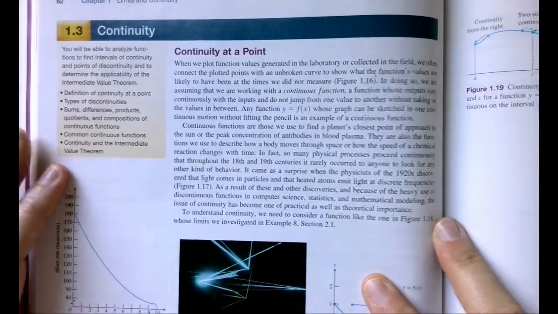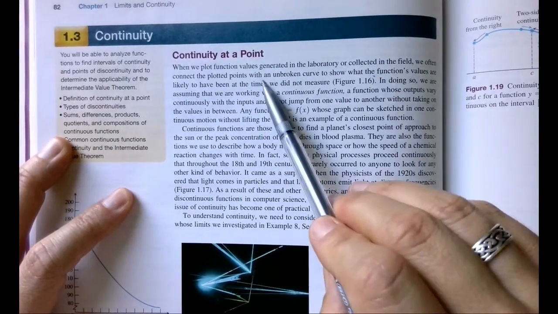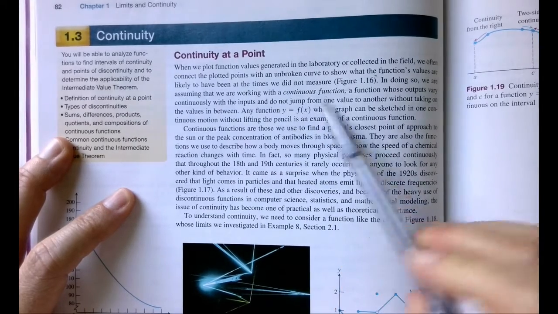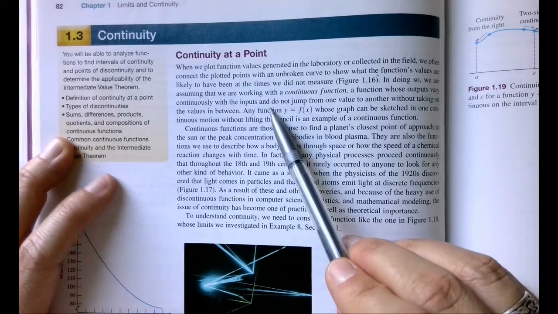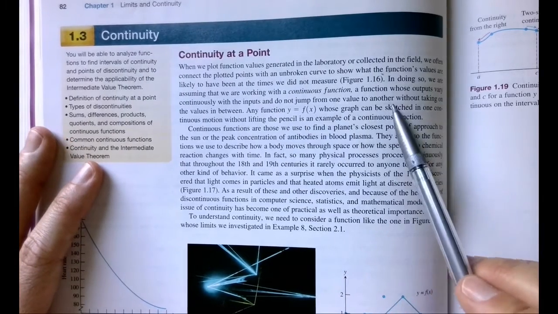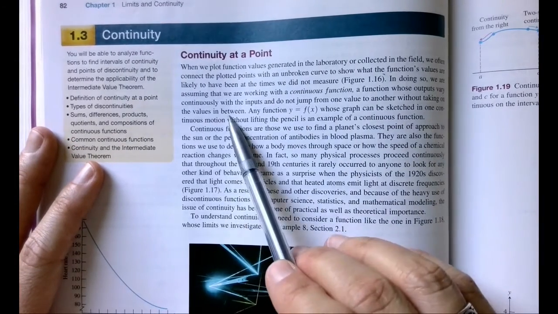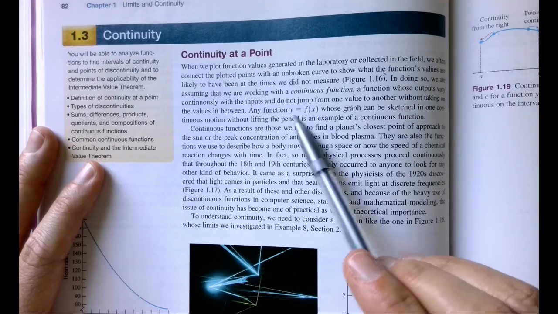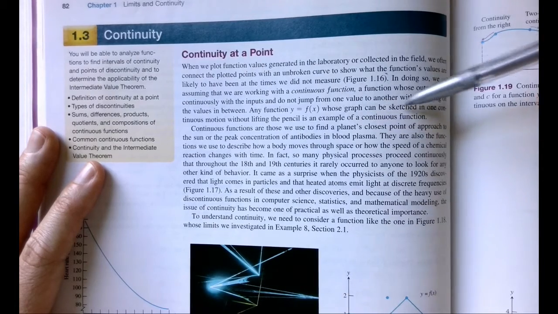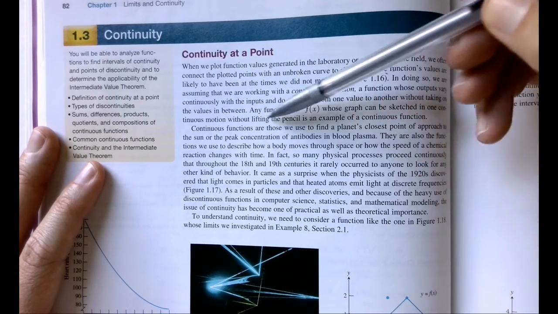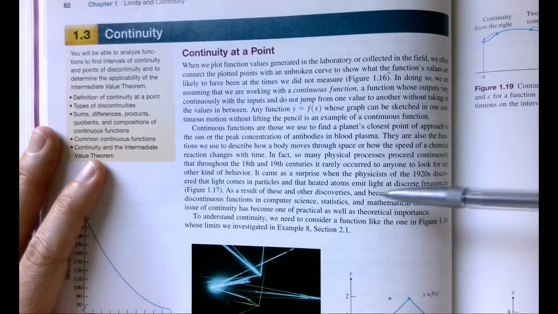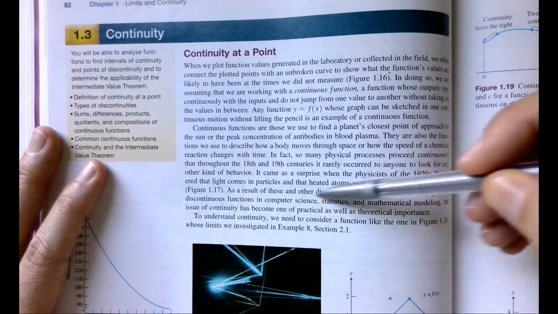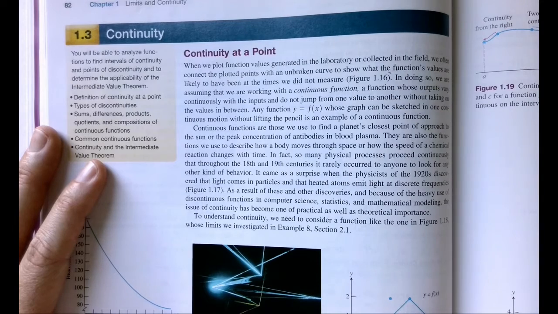In doing so, we're assuming that we're working with what's called a continuous function. In other words, a function whose outputs vary continuously with the inputs and do not jump from one value to another without taking on all the values in between. Any function, y equals f of x, whose graph can be sketched in one continuous motion without lifting the pencil, is an example of a continuous function. That's actually a very simple way to illustrate. If you can sketch the entire graph without lifting your pencil, you can say it's continuous, but I digress.